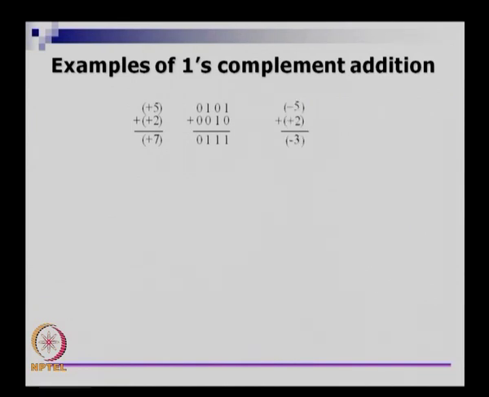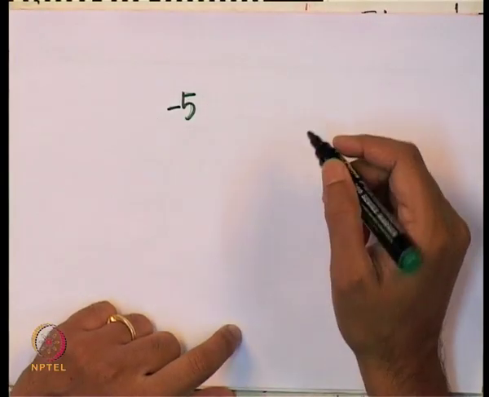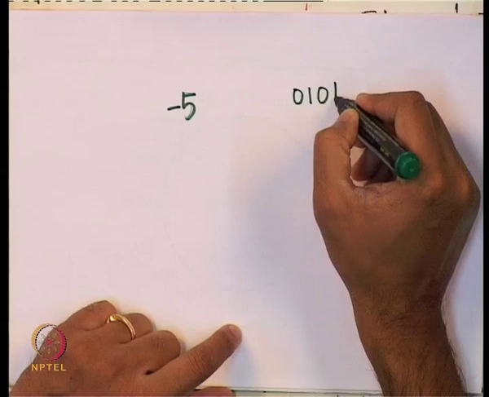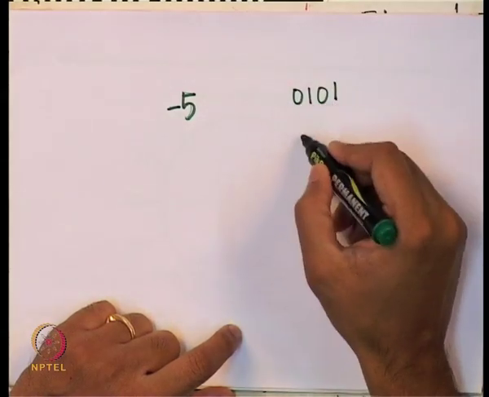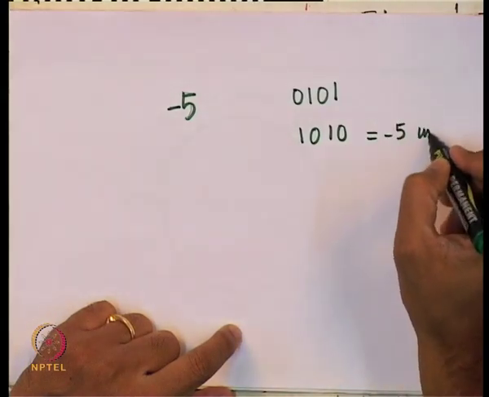Let us do this next set, minus 5 added to plus 2. So, how do you represent minus 5? Let me do that on a piece of paper. If I want to represent minus 5 as a ones complement number, I first take 5, which is 0 1 0 1, and I flip all the bits around. So, that is 1 0 1 0. So, 1 0 1 0 is actually minus 5 in ones complement form.